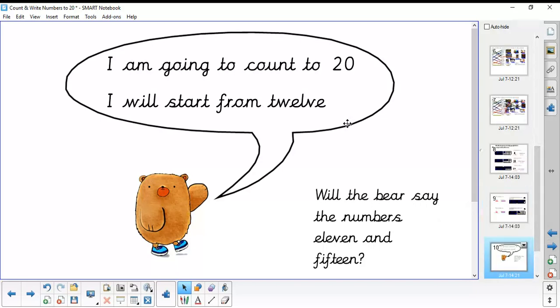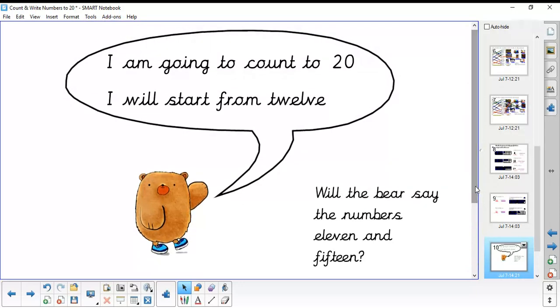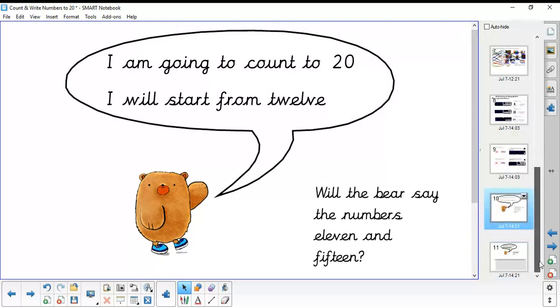Okay, another explaining question. I'm going to count to 20, says the bear, and he will start from 12. He wants to know, I want to know, sorry, will the bear say the numbers 11 and 15? So I'm going to count to 20, but I'm starting from the number 12. Okay, have a quick think about it. Pause the video. Let me know what you think.